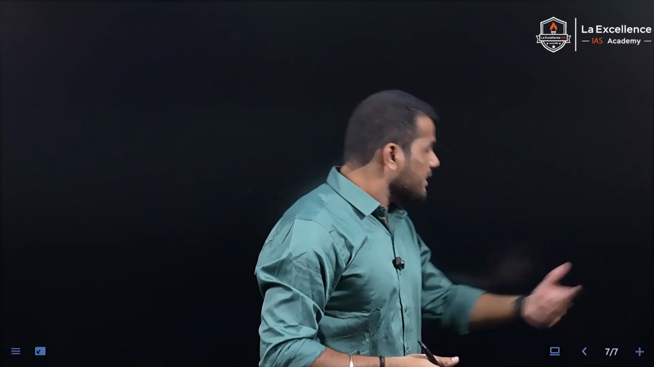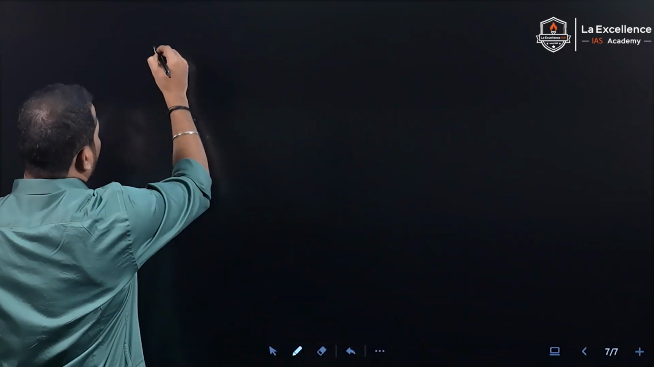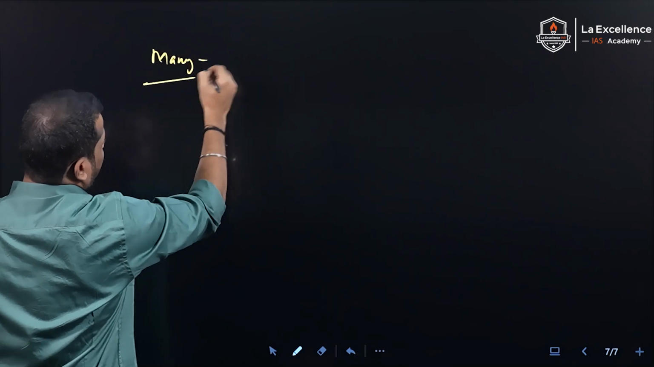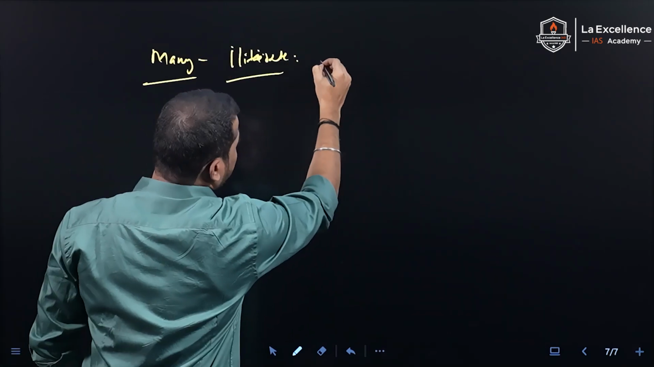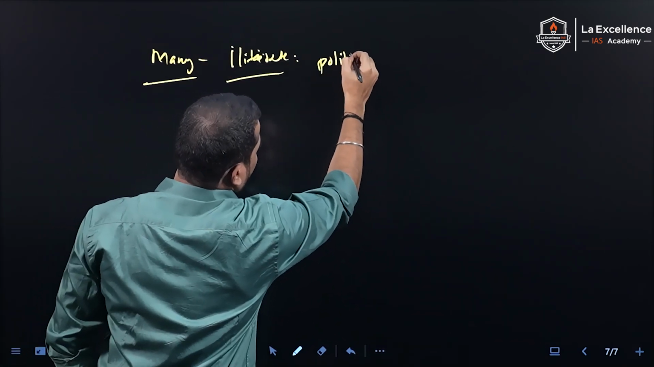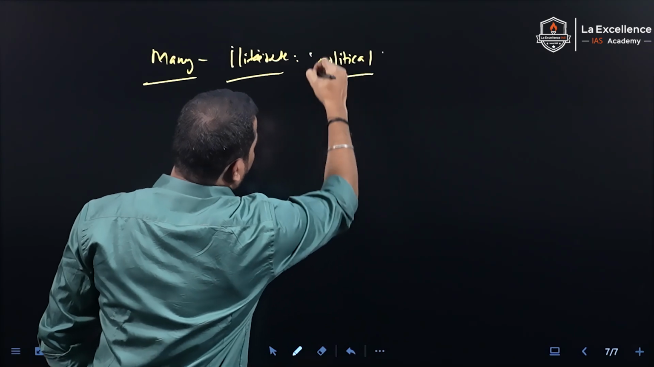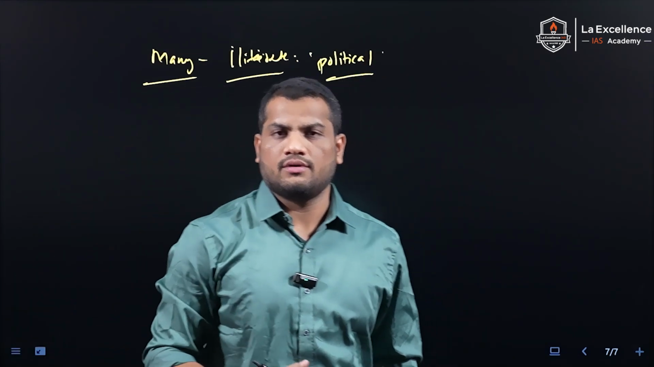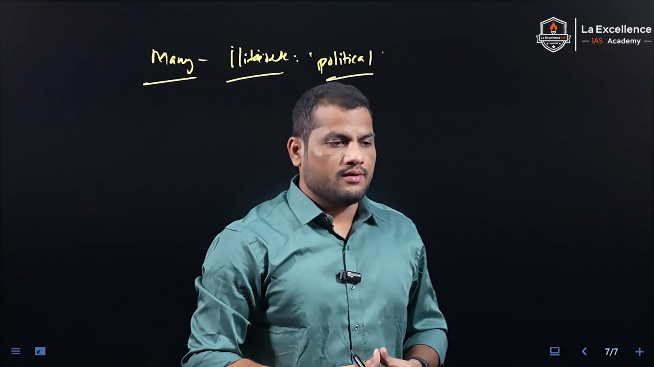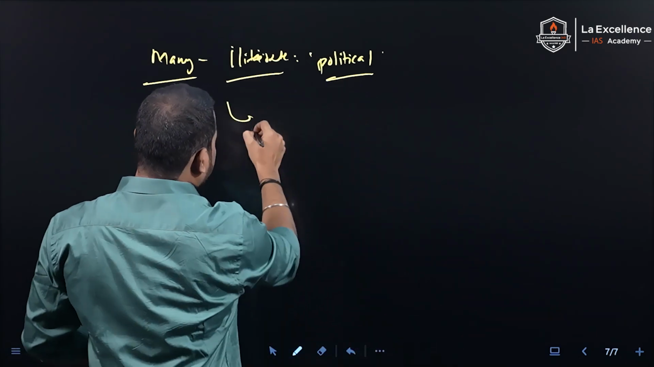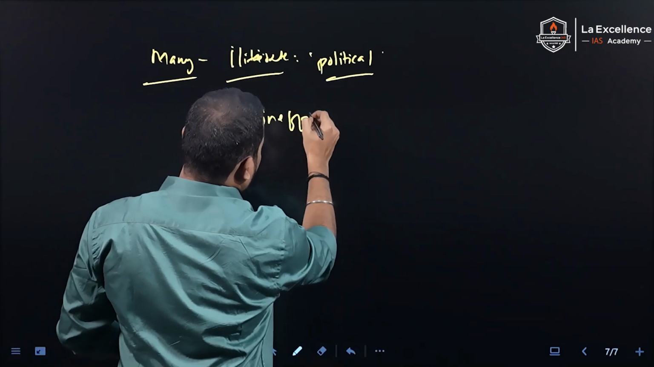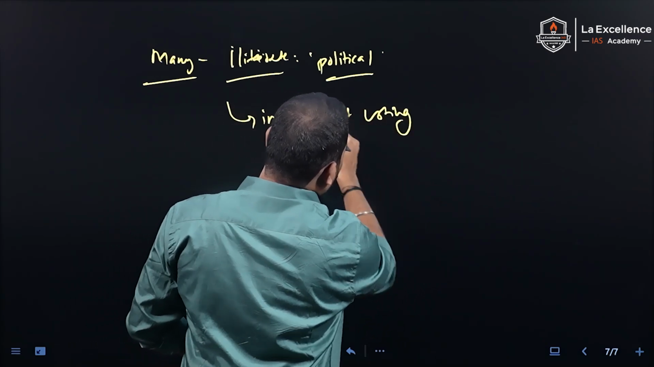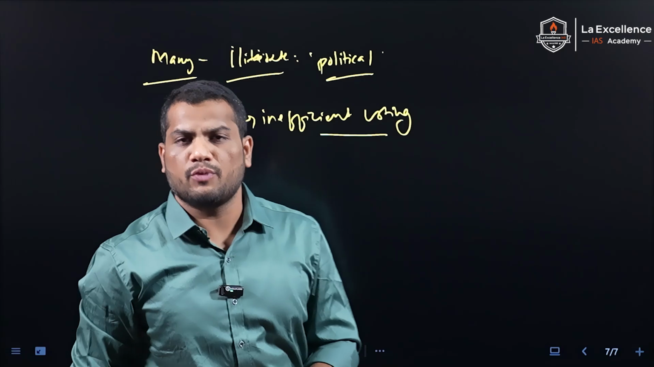Another concern is that many Indians are still illiterate. Illiterate means politically illiterate. There is no political awareness among the people. This may lead to inefficient voting, right? This also affects the voting behavior of the population.